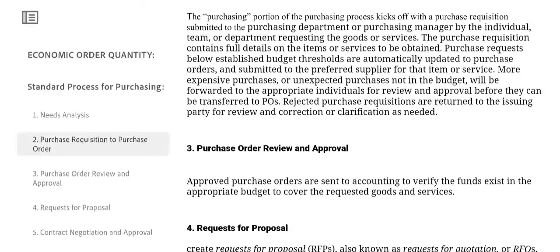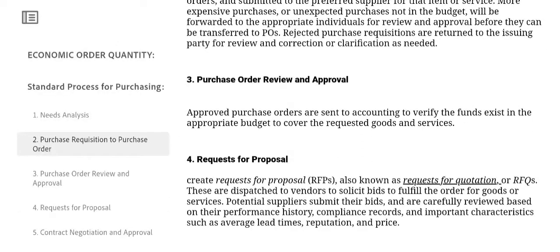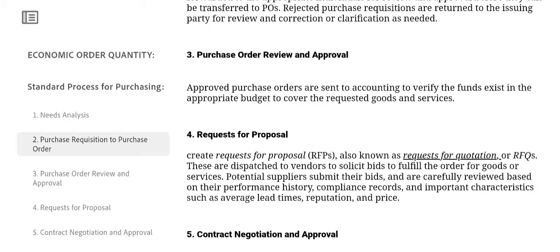After that, purchase order review and approval. The purchase manager approves that this is what we are going to purchase from the supplier, so the purchase order should be reviewed by the company persons, by the purchase manager and so on. If all quantities are matching, then only that purchase order is approved and sent to the supplier. After that, request for proposal.